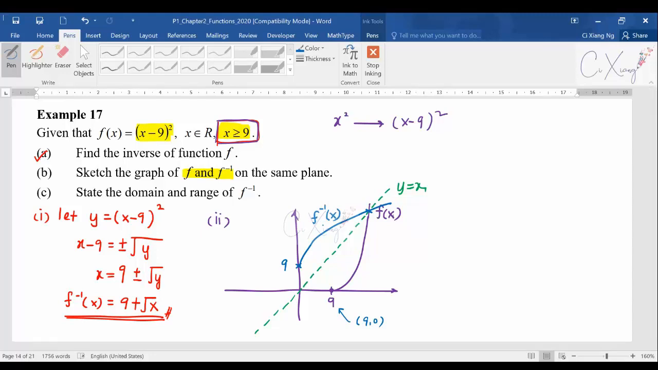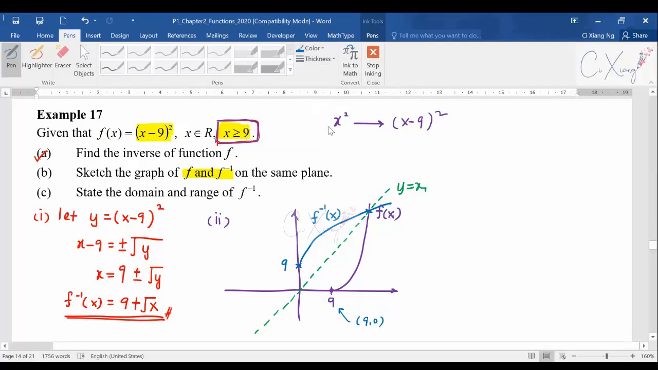So again, this is how we sketch it up. Sometimes when you hear the concept, it looks very easy to sketch, but there are a lot of details that you should consider when you want to sketch a graph. All right, so this is what you have for part 2.